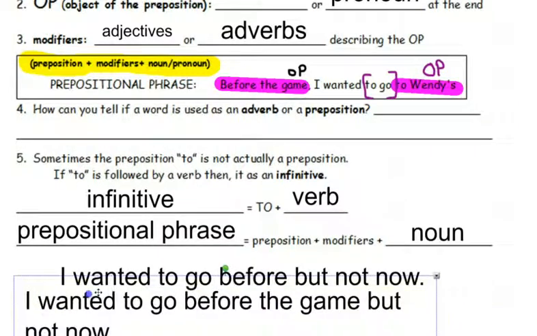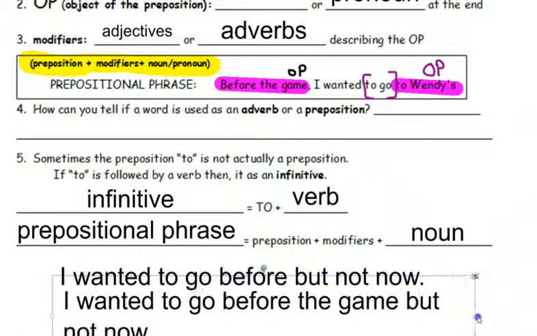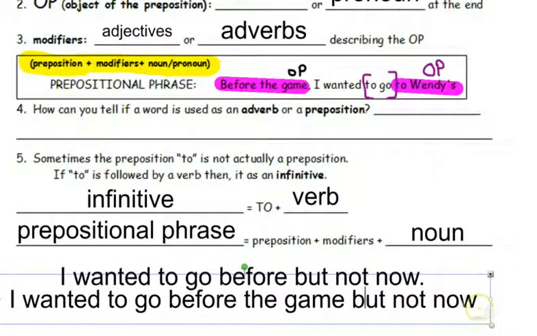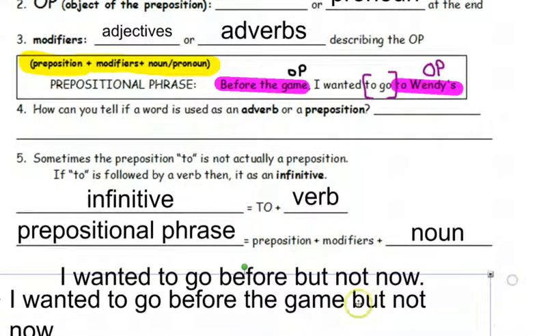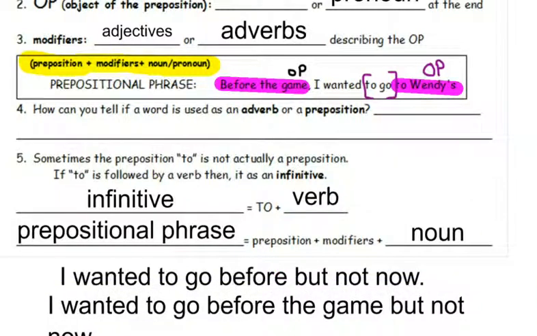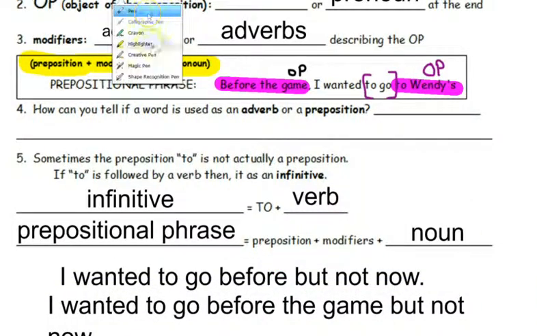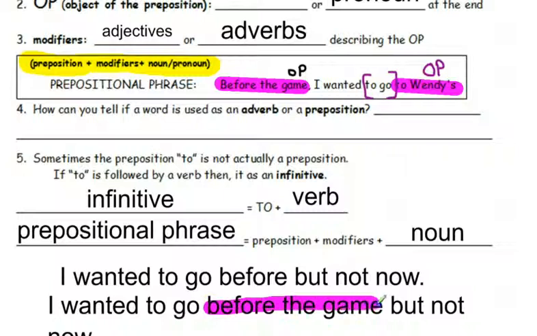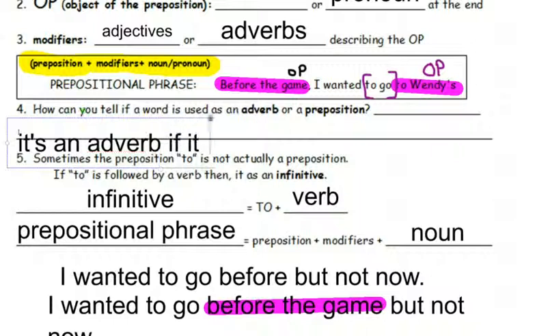In this case, there's definitely a noun after "before," and so there's a prepositional phrase, "before the game." Here, there's no noun after it. It's just an adverb by itself. So how can you tell if a word is an adverb or a preposition? It's an adverb if it's by itself. And that's how we're going to check.